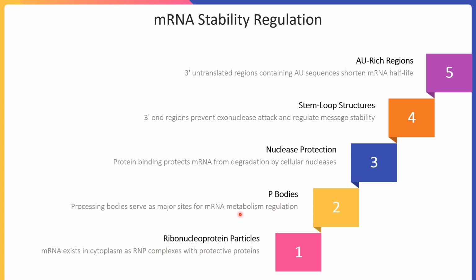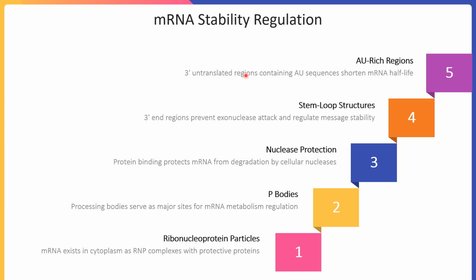So next thing is P bodies, that is processing bodies. They also serve as a major site for mRNA metabolism regulation. And the other thing is, the produced mRNA should not be degraded or acted on by the nuclease. So it should be protected from the nuclease. This kind of binding of protein will protect the mRNA from degradation by this nuclease enzyme. And at the 3' end, the mRNA will have a stem loop structure. This also will prevent the exonuclease attack and regulate the message stability.